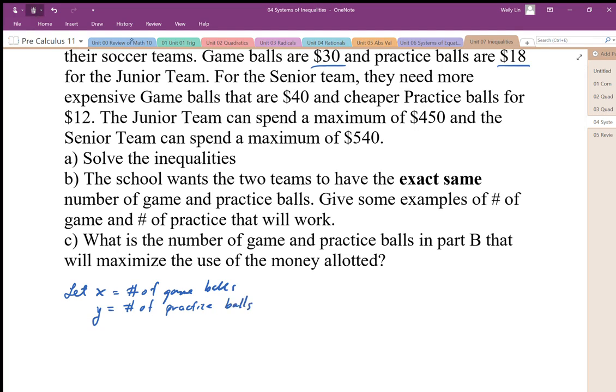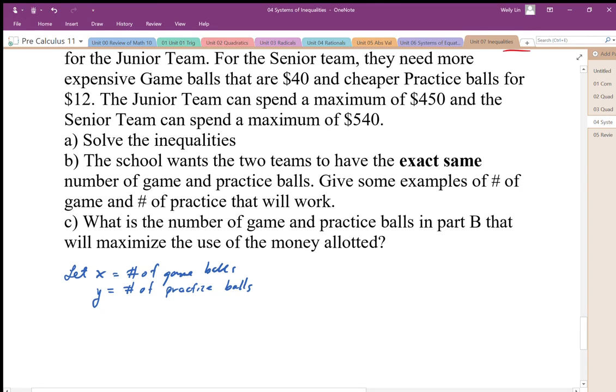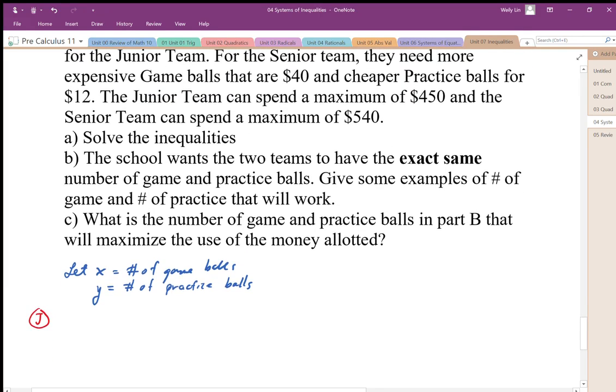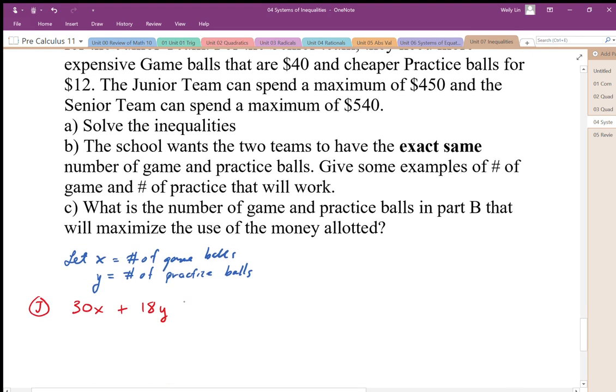Okay, so the junior team, and I'll do the junior team maybe in a different color here. The junior team relationship looks like this. So we have $30 times x. $30 is the game ball price, so $30 times the number of game balls, and the practice balls are $18 times the number of practice balls. And we have to spend less than or equal to $450. So there's our junior team relationship.